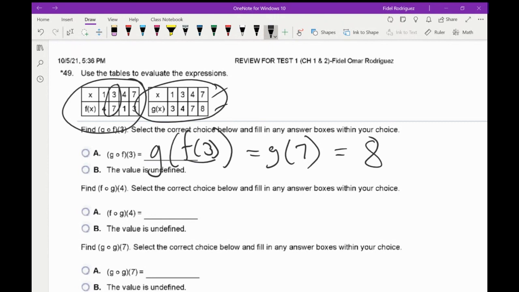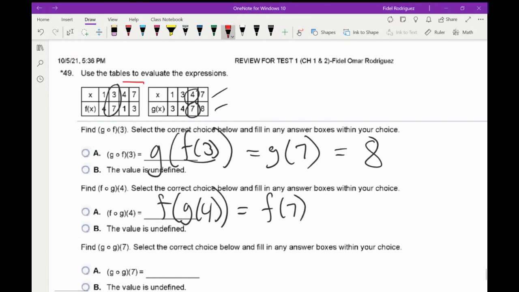So I hope you guys, man, I hope you put like 48 and 49 and all those problems on the test, because those we know how to do. All right, let's see. f of g of 4. First thing we're going to look at is g of 4. g of 4 is going to be 7. And then let me clean up some of this mess. And then we're going to look at f of 7, which should be 3.